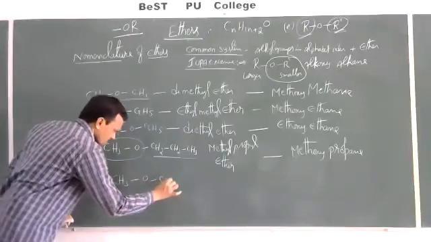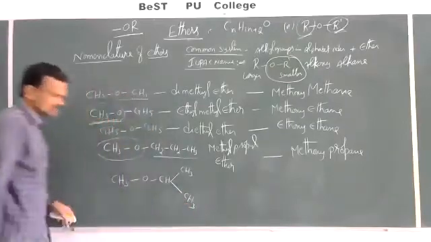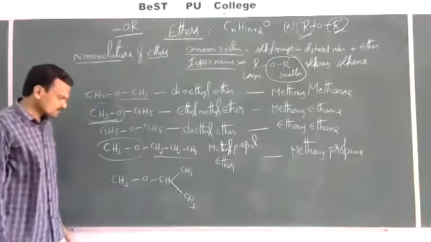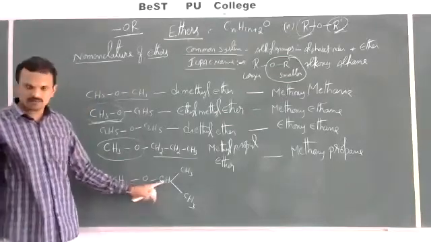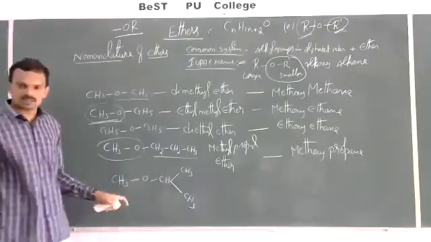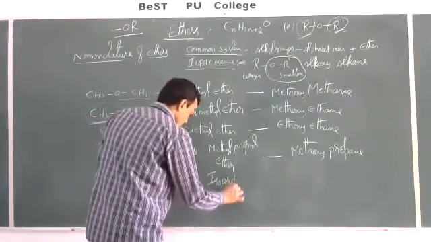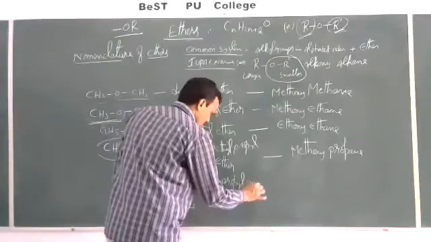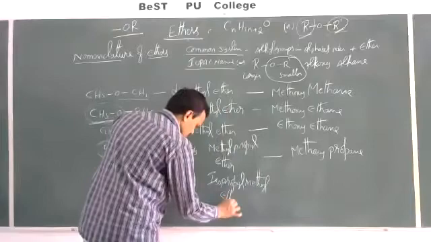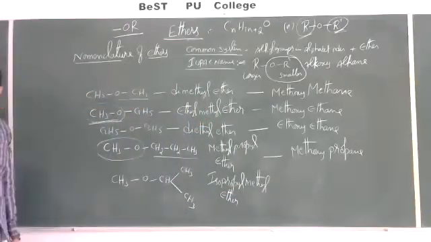CH3OCH(CH3)CH3. This is another compound. Then what is the name here? This is isopropyl and this is methyl, so the common name is isopropyl methyl ether. Isopropyl methyl ether is the common name.